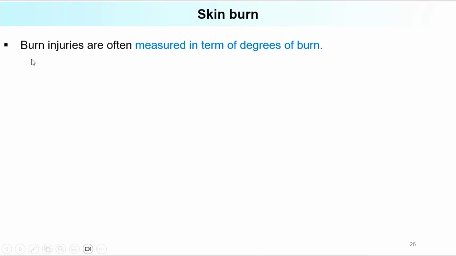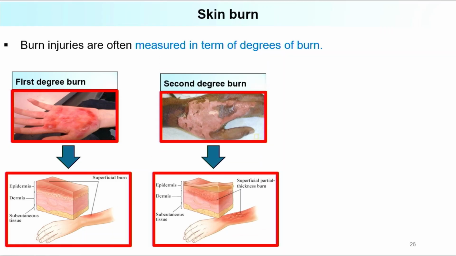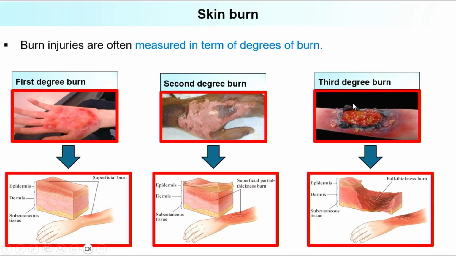Skin burn injuries are often measured in terms of degree of burn. You can see the first degree of burn, where the skin gets reddishness. Surface epidermal, superficial burns get recovered with time, maybe after a few hours. In second degree burn, you can see blister formations, and it takes some time, maybe a few weeks. In third degree burn, the skin is totally damaged.